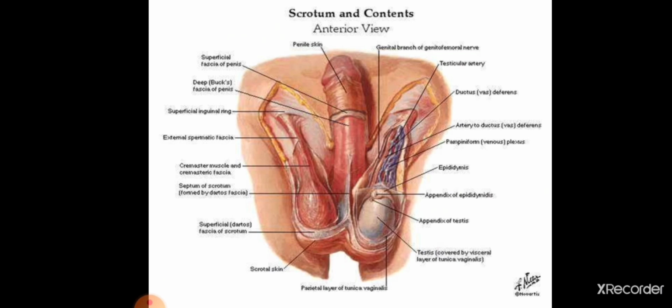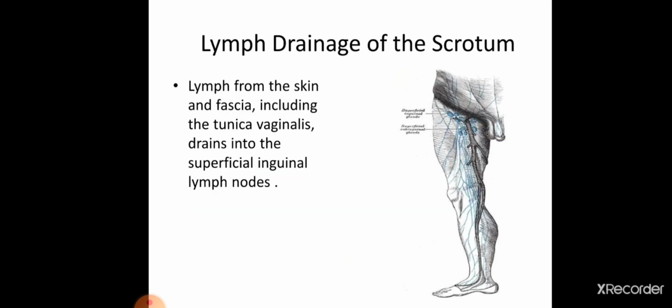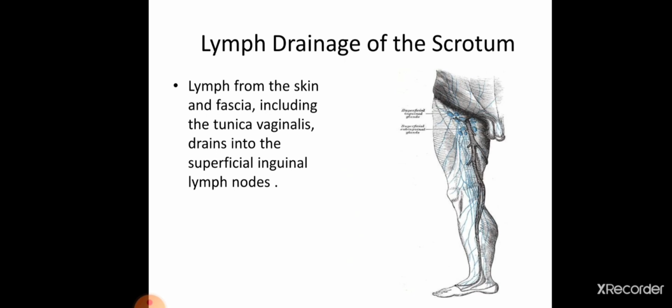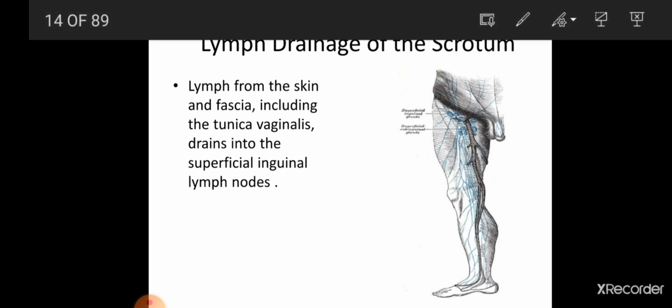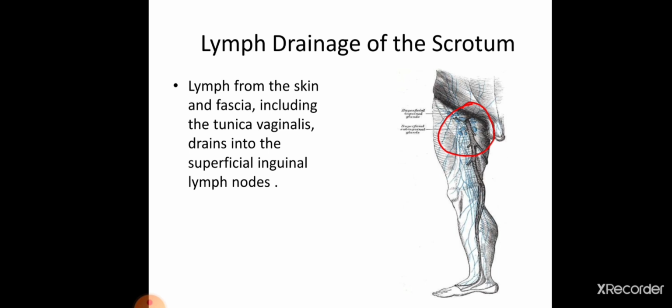After removal of the scrotum we will find the testis. Now the nerve supply of the scrotum includes branches from the ilioinguinal nerve and the genital branch of the genitofemoral nerve. Then in the lower part it is supplied by the posterior scrotal branches of the perineal nerve and the perineal branch of the posterior cutaneous nerve of the thigh. Lymphatic drainage of the scrotum is into the superficial inguinal group of lymph nodes. These lymph nodes are demarcated in the image. These are the superficial inguinal lymph nodes in the femoral triangle.